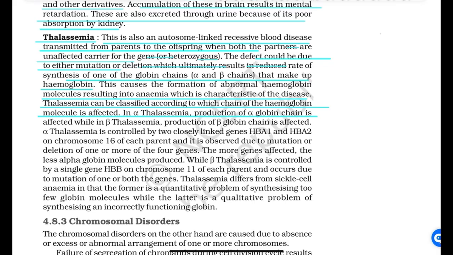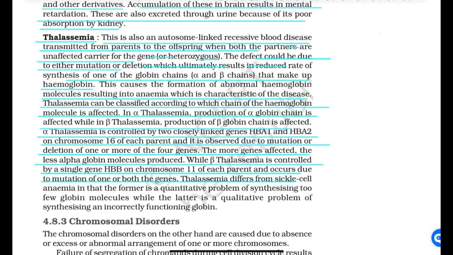Thalassemia can be classified according to which chain of the hemoglobin molecule is affected. In alpha thalassemia, production of the alpha globin chain is affected, while in beta thalassemia, production of the beta globin chain is affected. Alpha thalassemia is controlled by two closely linked genes, HBA1 and HBA2, on chromosome 16 of each parent, and it is observed due to mutation or deletion of one or more of the four genes. The more genes are affected, the fewer alpha globin molecules are produced.